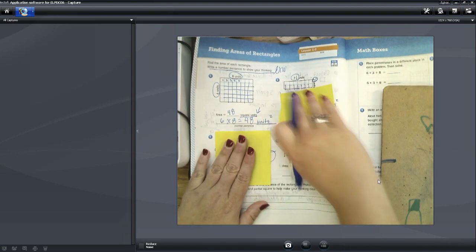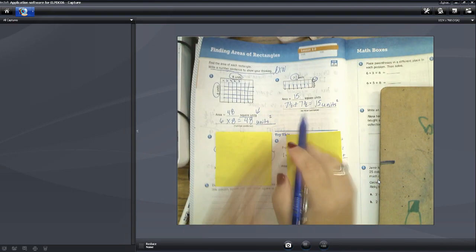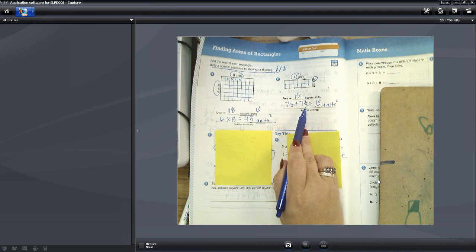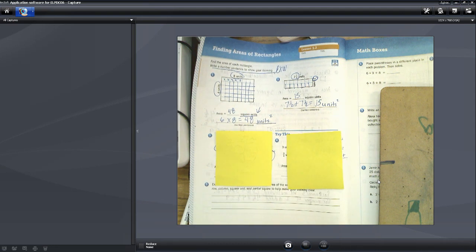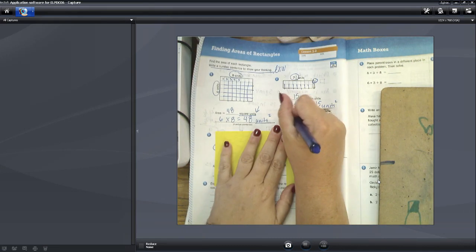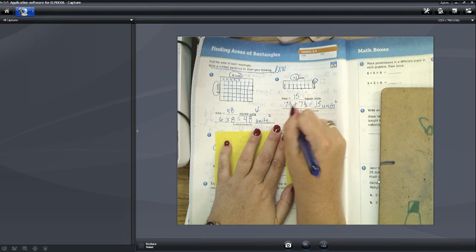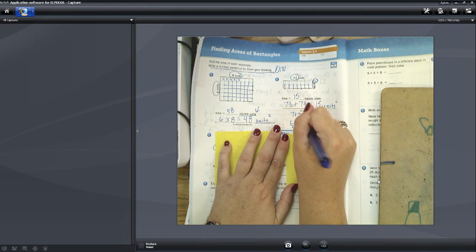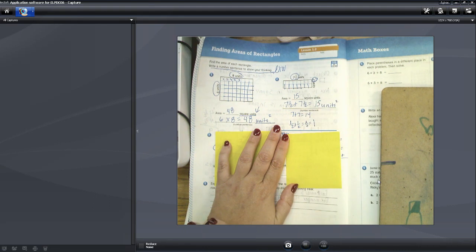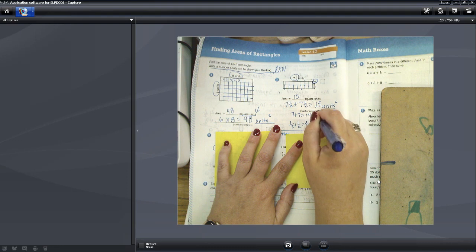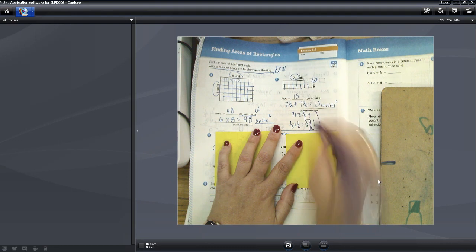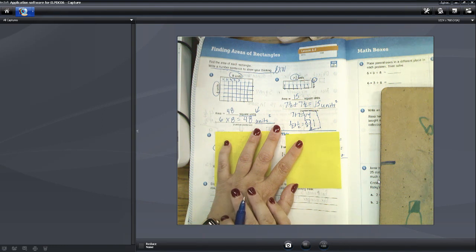So I set up my problem to be 7.5 plus 7.5. And when I add those numbers together, my answer is 15. Because 1/2 plus 1/2 is 2 halves, which is 1 whole. So 7 plus 7 equals 14, right? 1/2 plus 1/2 equals 2 halves, which equals 1 whole. And then I add those numbers together. So 1 plus 14, and my answer is now 15. That's how you're going to do this work.